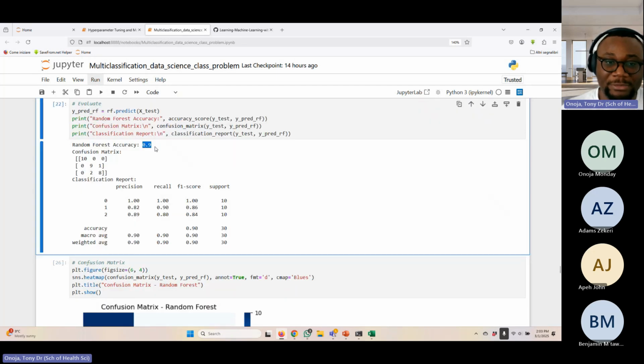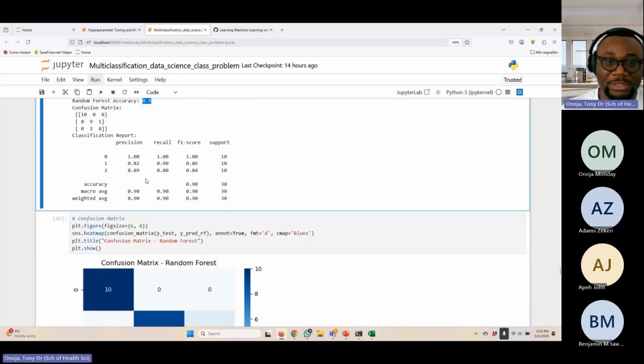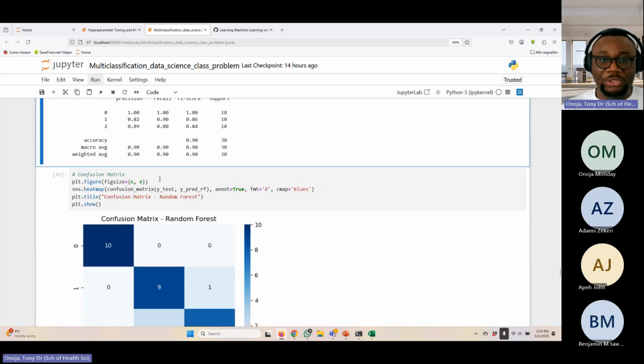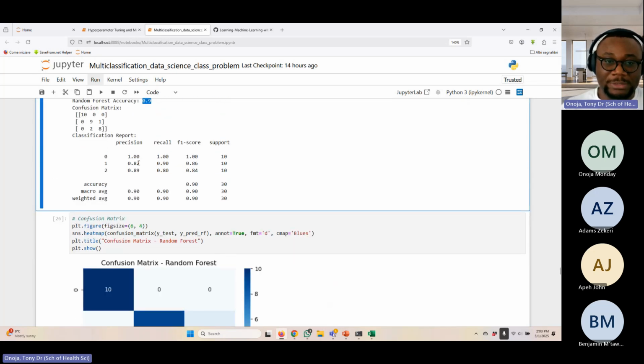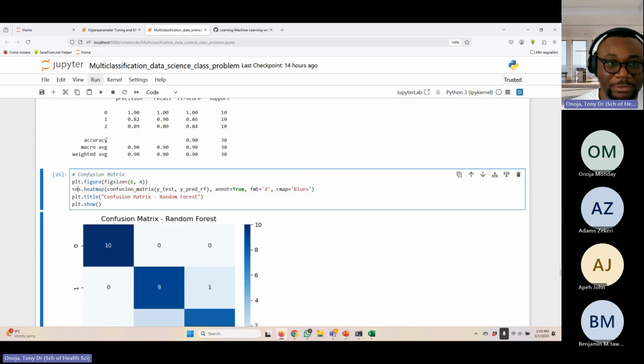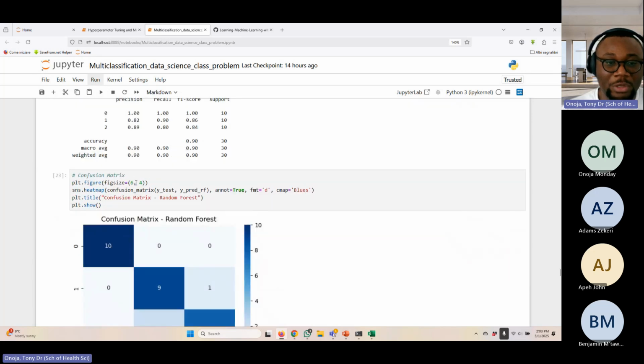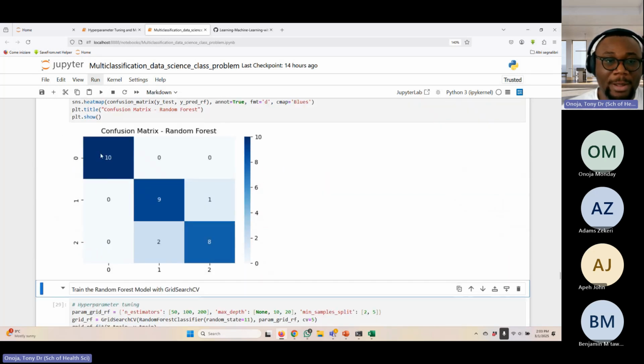So we have 90% accuracy. The random forest shows a bit of a decrease, in the sense that you could see the logistic regression seems to fit the model much more than the random forest. So what we do next is to visualize the confusion matrix.